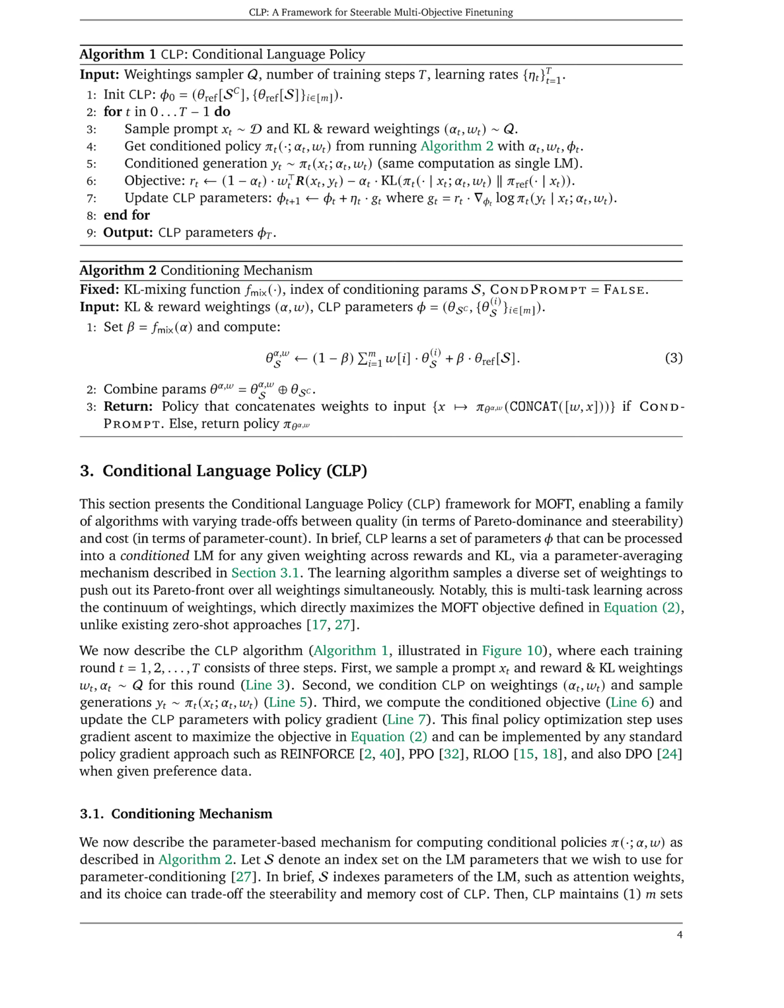Second, CLP conditions on the sampled weightings, alpha_t, w_t, and generates outputs, y_t, sampled from pi_t given x_t, alpha_t, w_t, the compute conditioned generations line, allowing the model to produce responses tailored to the specified objectives. Finally, the algorithm computes the conditioned objective, the compute objective line, and updates the CLP parameters using policy gradient methods, the update phi parameters line, which maximizes the defined multi-objective fine-tuning objective.